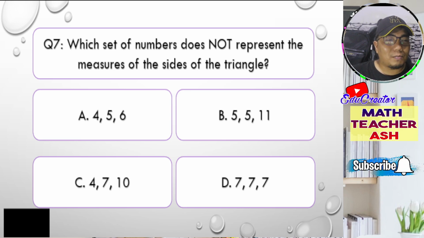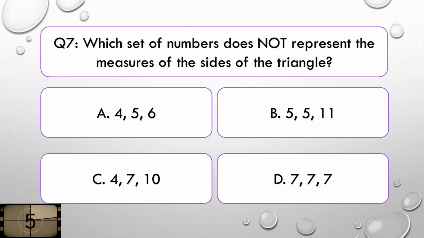Which set of numbers does not represent the measures of the sides of the triangle? Is it A, 4, 5, and 6, B, 5, 5, 11, C, 4, 7, and 10, or D, 7, 7, 7? Alright, I'll give you 5 seconds to think about your answer.